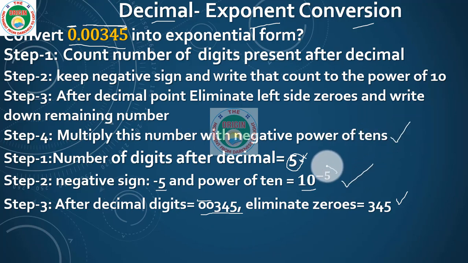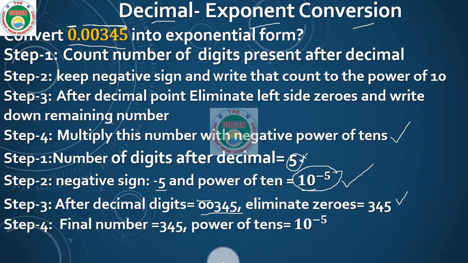Whatever the negative power is, you should multiply with this number. That is step 5. The final number is 345 and the power of ten is 10 power minus 5. Then the answer is 345 into 10 power minus 5. So this is the negative exponent. Number to exponent conversion, that is the positive exponent. Decimal to exponent conversion, that is the negative exponent.